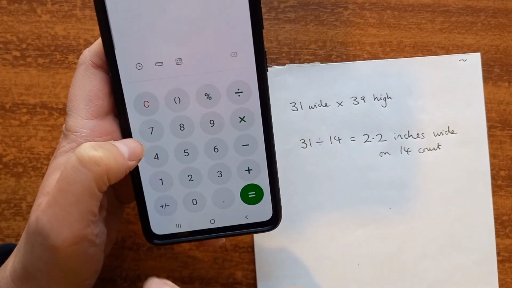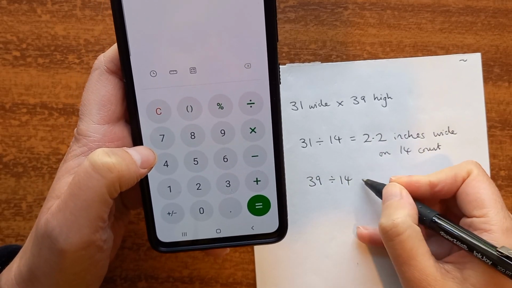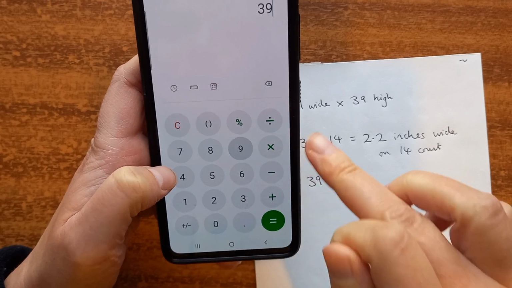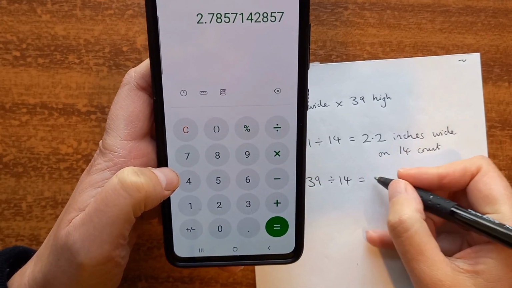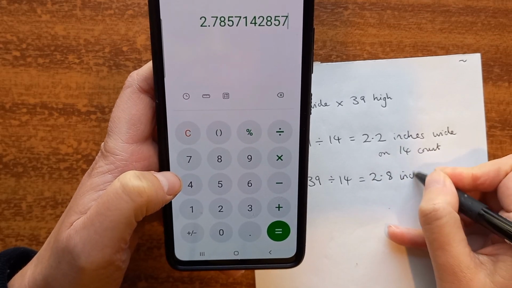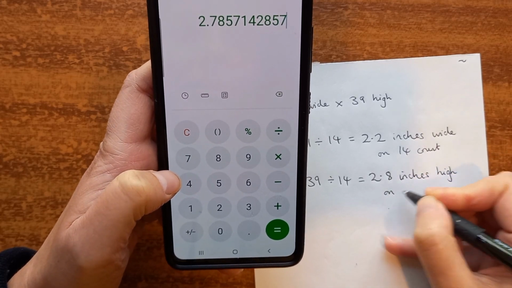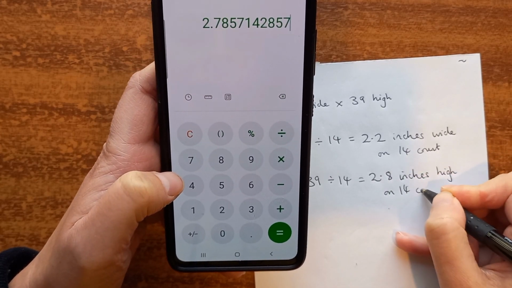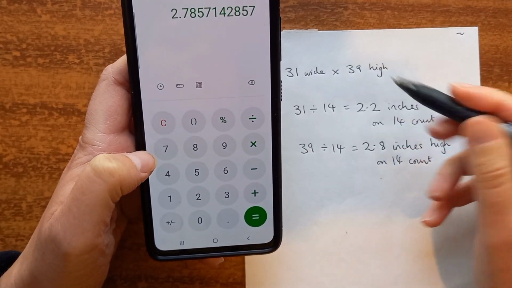And we can do the same for the height. So we take 39, divide it by 14. So it's maths, but it's very easy. And that's 2.8 inches rounded. And that is the size of your pattern on 14 count fabric.